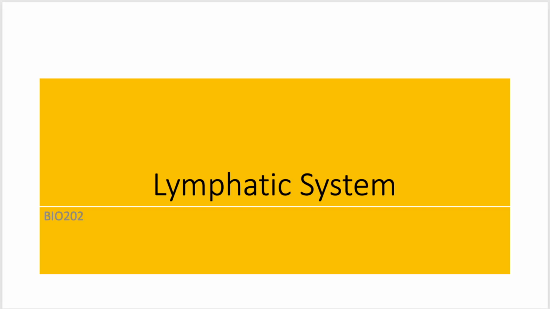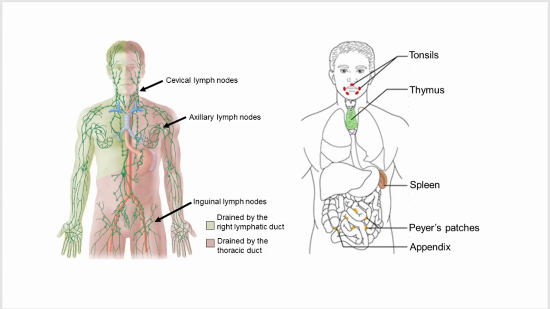Welcome to Biology 202. Today we're going to be talking about the lymphatic system. So this is just an overview of the lymphatic system that we have. What we're going to be looking at today is what we call lymphoid cells, tissues, and organs. So we think about tonsils, the thymus, the spleen, the Peyer's patches, and the appendix. They're going to play a large role in our immune system. And then we're also going to be looking at lymphatic vessels and lymph nodes. All of this is going to be in our discussion of the lymphatic system.